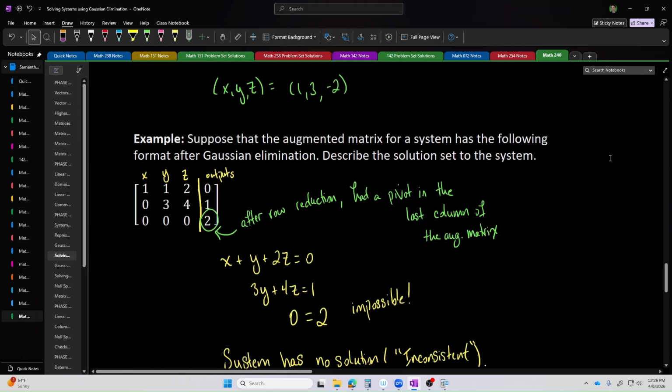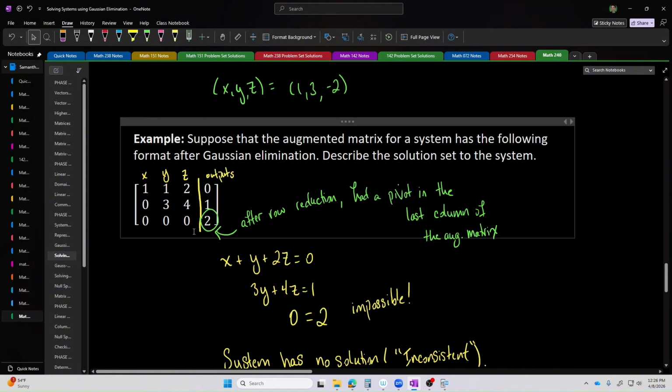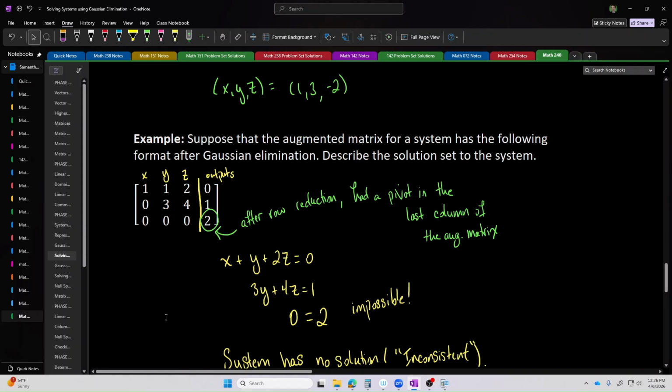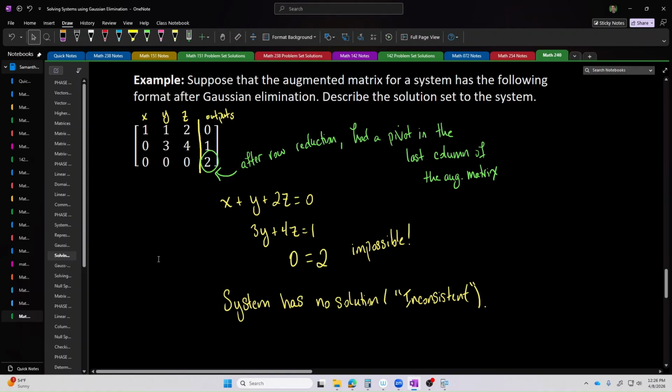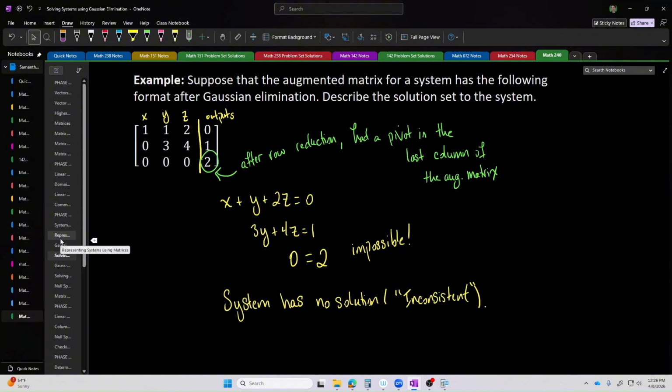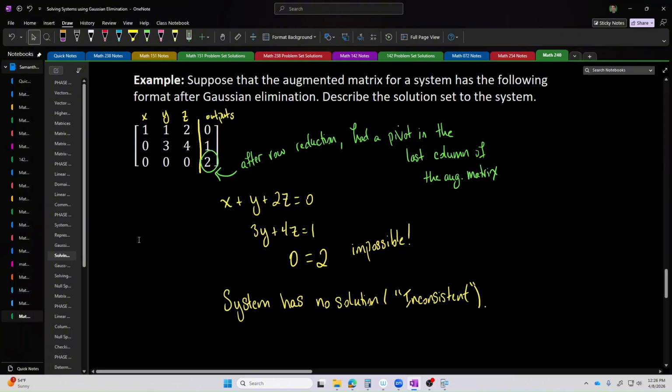By contrast, if you end up with a pivot in the outputs column of your augmented matrix, where you have zeros to the left of the bar and a non-zero value to the right of the bar, this is a situation where when you translate that row into an equation, it's going to be an impossible requirement to fulfill. It's going to be something like 0 equals 2 or 0 equals 5, and you cannot make 0 be equal to a non-zero value.